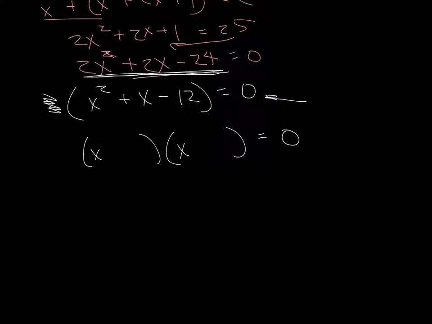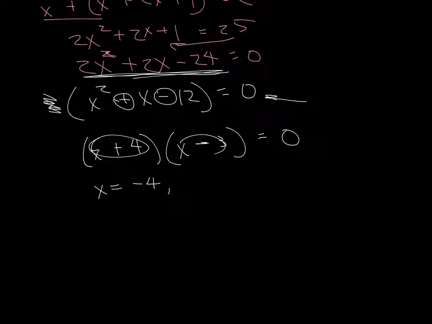X, x. 2 numbers multiplied together give me 12, added give me 1. So let's see, we've got 6 and 2. Now we can't add those and get 1, but 3 and 4, the difference between those two is 1. And the sign of the biggest number is there. And because this one's negative, positive 4 times negative 3 is negative 12. So x equals negative 4, what makes that 0, and 3, what makes that 0. And that ends up being your answer there.